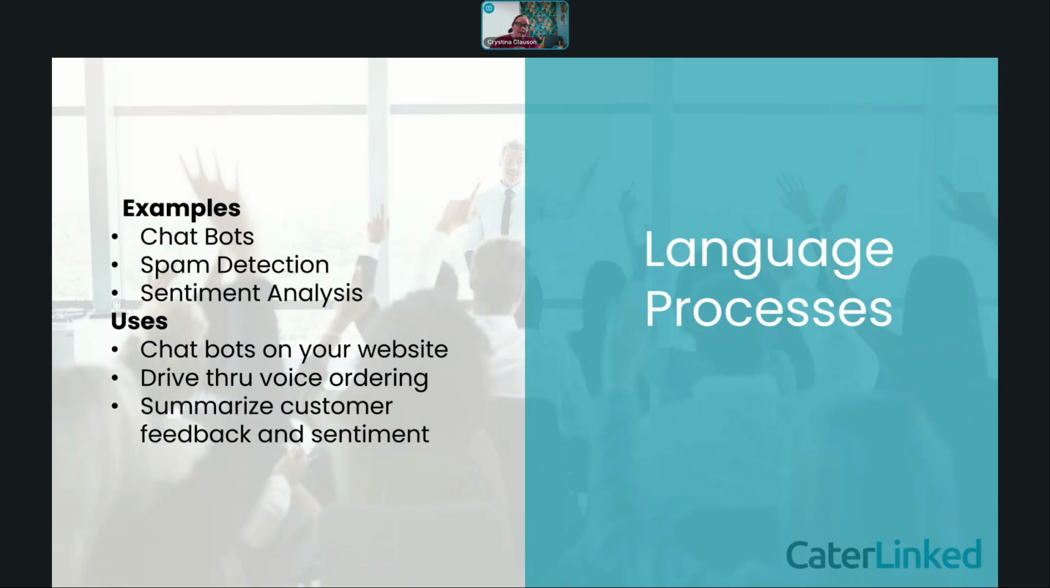Language processes. So this is chatbots, spam detection, sentiment analysis. Uses in the restaurant are chatbots on your website, maybe taking catering inquiries, maybe scheduling catering orders to go out. Drive-through voice ordering. This specifically takes the noises that you make and turns it into words for ordering and helps identify what item they're talking about. Also summarizing customer feedback and sentiment.